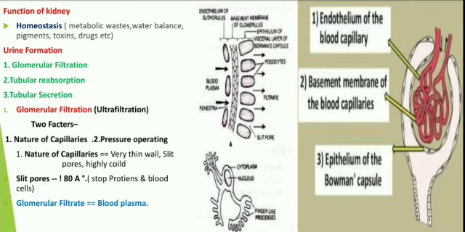Next, the Bowman capsule is made up of some specialized cells, known as podocytes, and these podocytes help in the formation of slit pores. All these podocytes interdigitate with each other to produce small pores, and those pores are known as slit pores, and these slit pores also help to filter the glomerulus.